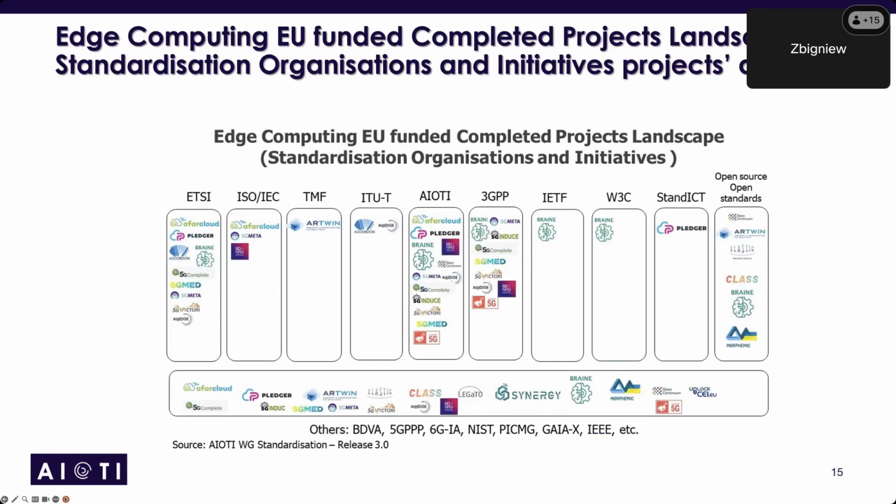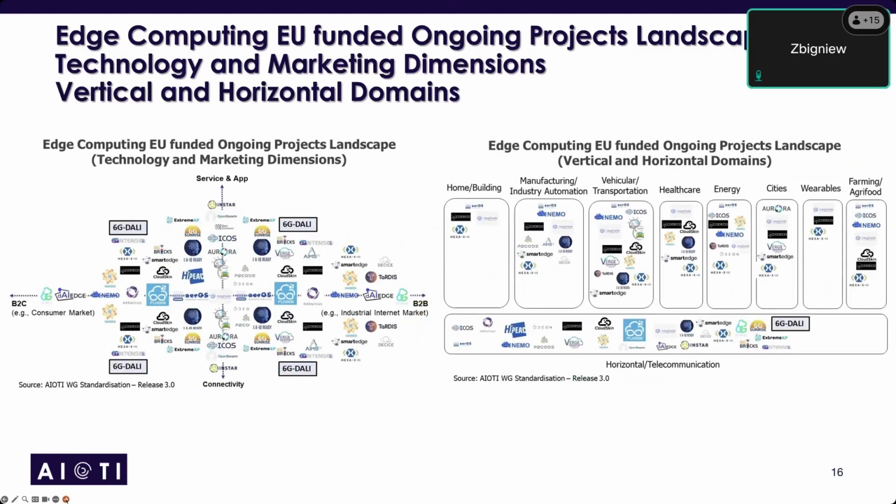And the next is about standardization. Again, you can see that ETSI is mostly used, and open standards, but also many projects contribute to or follow 3GPP standards. Next one, please. It will be edge computing projects that are ongoing, so current projects.